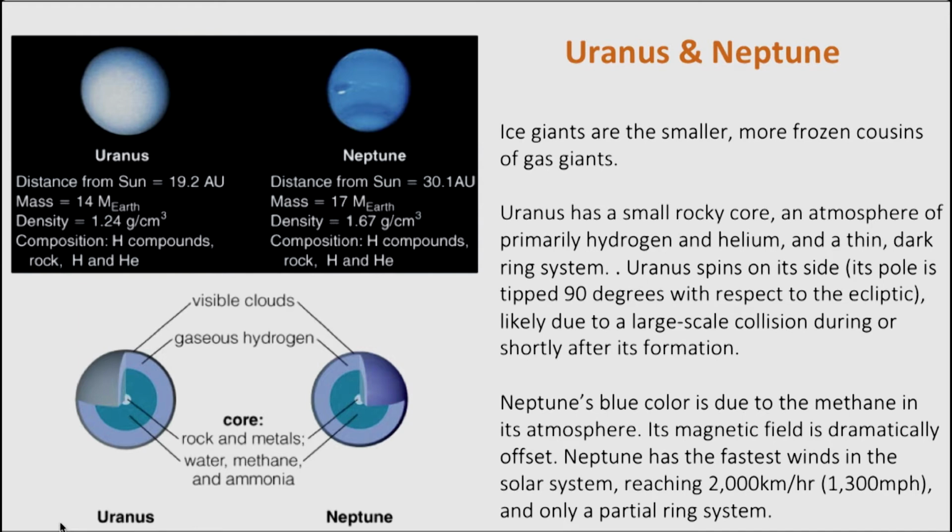Neptune has a beautiful pale blue color primarily due to the methane in its atmosphere, and it also has a magnetic field that's offset by a large degree from its orbital tilt, unlike the Earth where these axes are quite closely aligned. Neptune has the fastest winds in the solar system, reaching speeds of over 1,000 miles per hour, and its ring system is subtle and only partially complete.